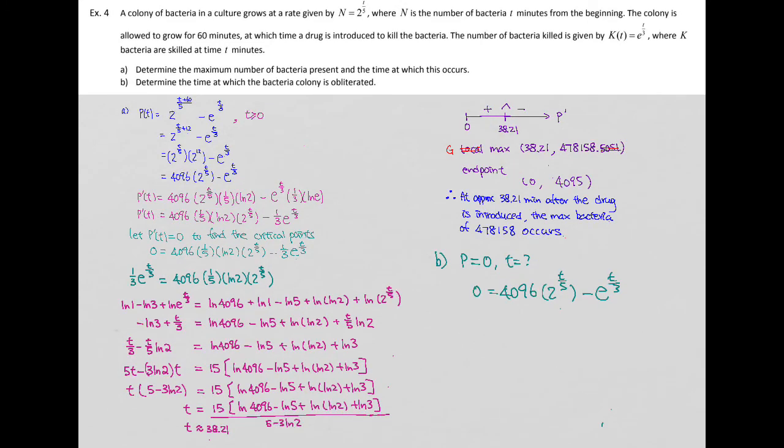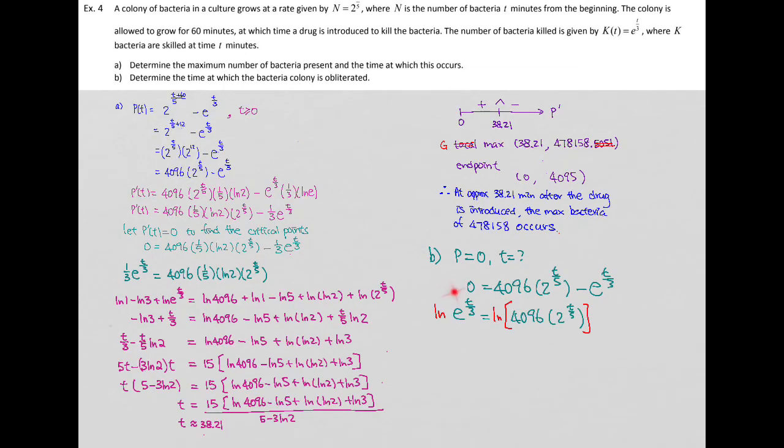Part B, we want to find the time at which the bacteria colony is liberated. That means completely destroyed. It's gone. That means the population is 0, and we want to find the time. Once again, because the variable that we're looking for is in the exponent, we have to take logs. But there is a subtraction, so you can do it. First, we need to move this term to the left-hand side, and then we take logs on both sides. Now we're going to bring down the exponent, and we're going to break it into 2 logs, and also bring this exponent down as well.